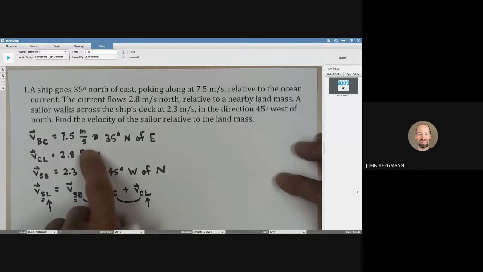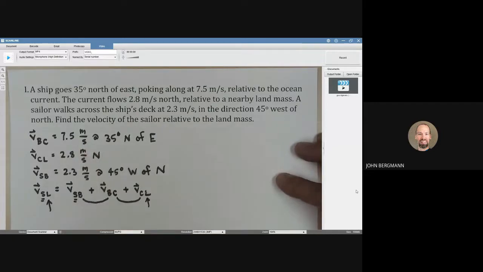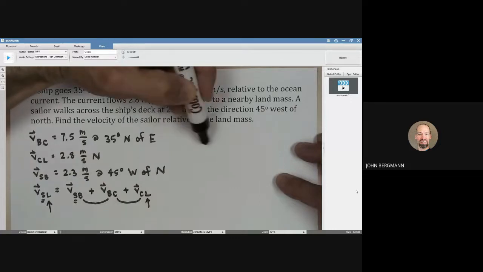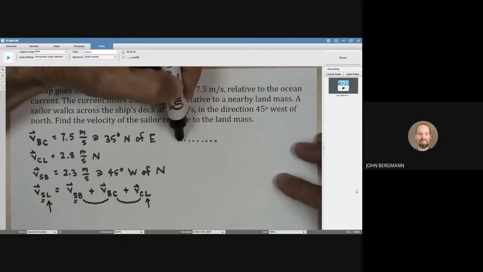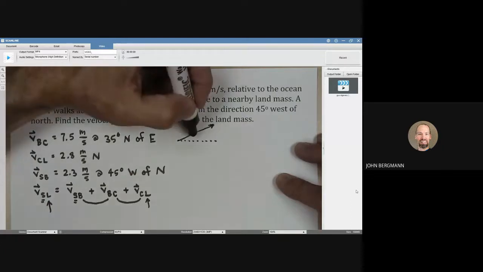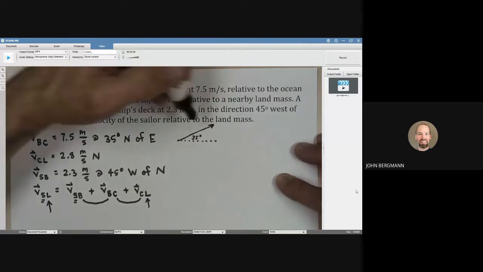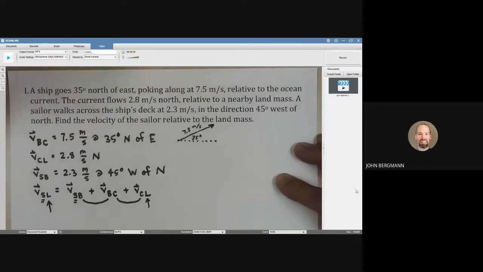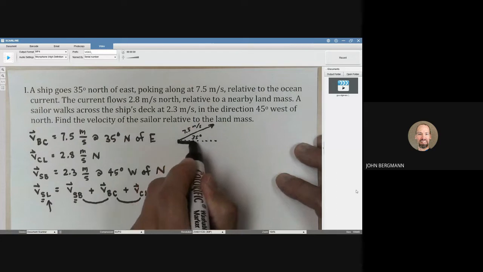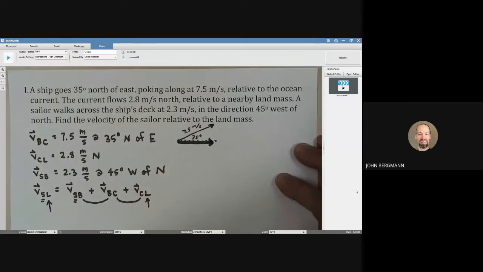Now, when we sketch this first vector out, 35 degrees north of east, why don't I graph that? East is to the right, so there's east right there. And 35 degrees to the north of that would go like that. So there's 35 degrees to the north of east. And if this given is 7.5 meters per second, then what we need to do is break it into components. And I'll make one component look like that.